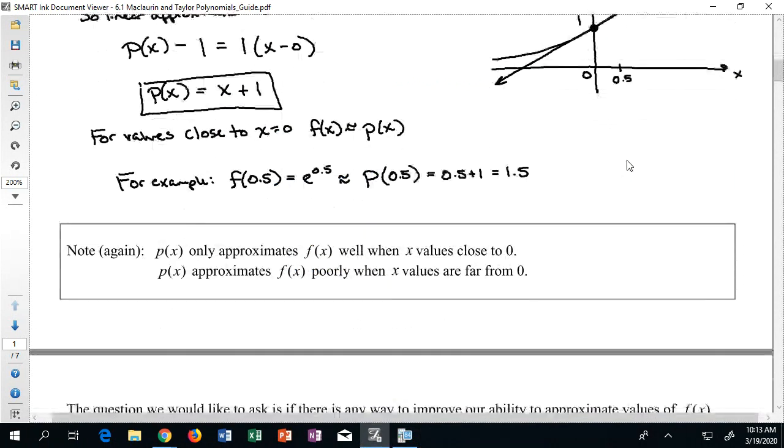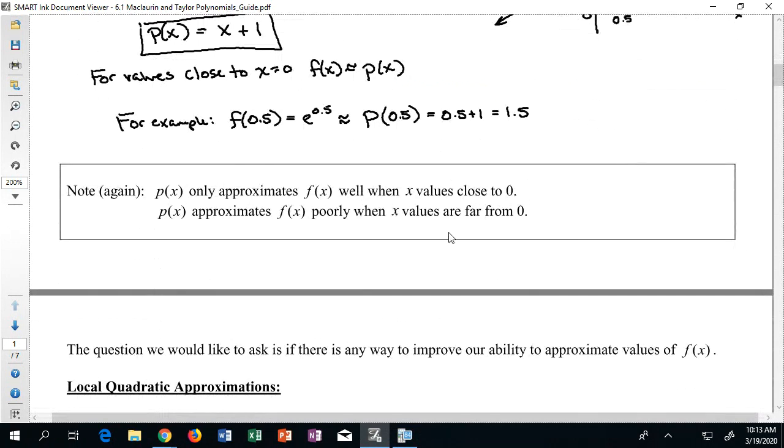Okay? So the question that we would like to ask is if there is any way to improve our ability to approximate. Can we refine the Calc 1 technique and make it into a new, more awesome and powerful Calc 2 technique? And one of the ways that we get to start onto that is by dealing with what we call a local quadratic approximation. And we'll tackle that in the next video.